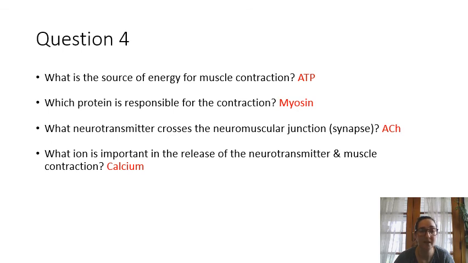And then the ion that's important for both the release of the acetylcholine and for the actual contraction of the muscle cell is calcium. We need calcium ions in order to trigger the release of acetylcholine across the synapse, and also to bond to the troponin and move tropomyosin out of the way so that myosin can grab on to the actin.